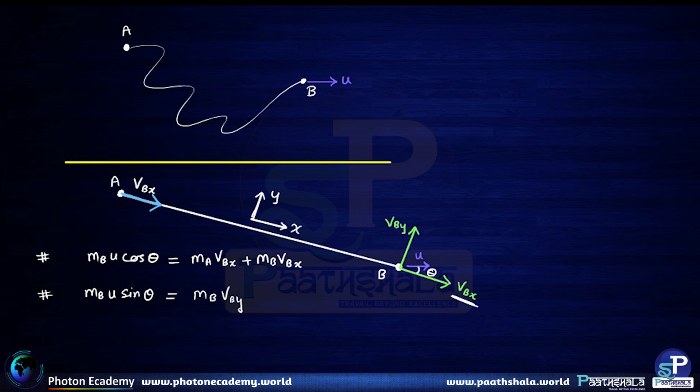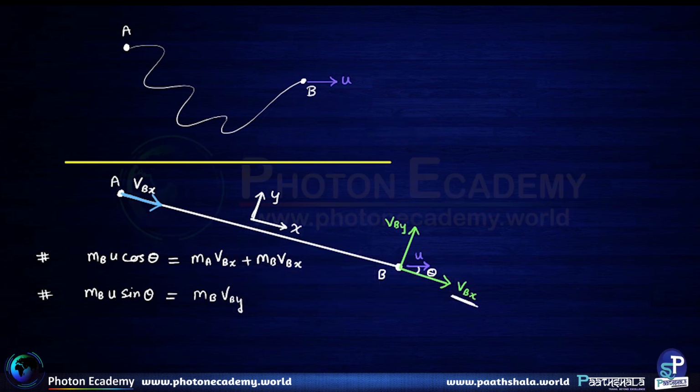So this needs to be understood in case of string collisions, that the velocity after collision for both the particles is going to be the same along the string, because the length of the string is constant. This is an inextensible string, and momentum is conserved along the length of the string as well as perpendicular to the length of the string. So these are the two equations that will be used to solve string collision like problems.